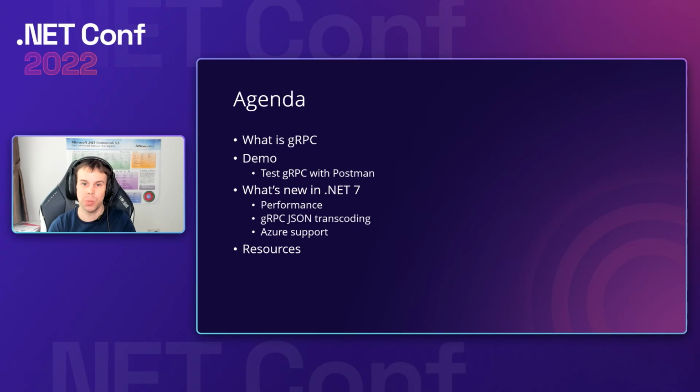So, the agenda for today's talk: first, we'll give a quick introduction to gRPC for anyone who is new to it, and as part of that, I'll demo testing a gRPC app using a testing tool such as Postman. Then we'll take a look at what's new in .NET 7, and that will include performance improvements, a new feature called gRPC JSON transcoding, and gRPC support on Azure and how it's improved in the past year.